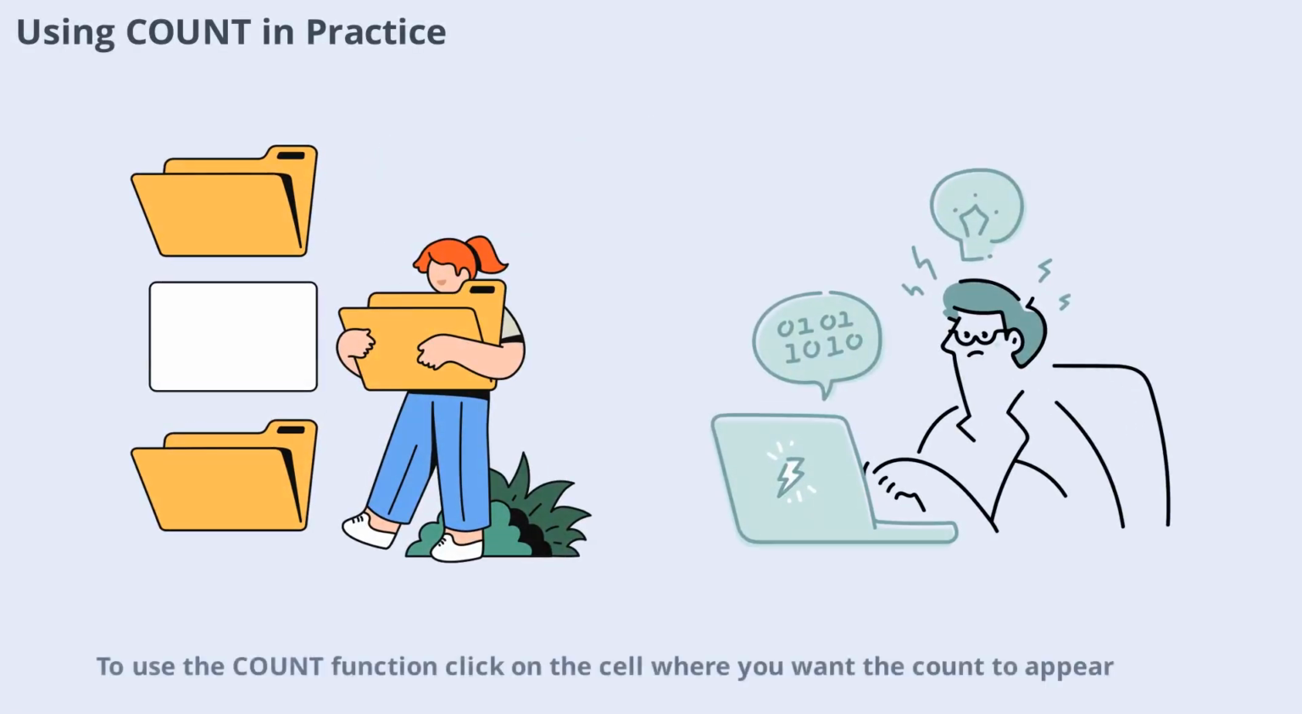To use the count function, click on the cell where you want the count to appear, type equals count, and select the range of cells you want to count. Close the parenthesis and press enter. Excel will display the number of numeric entries in that range. This function is perfect for quickly checking how many data points you have in your dataset.